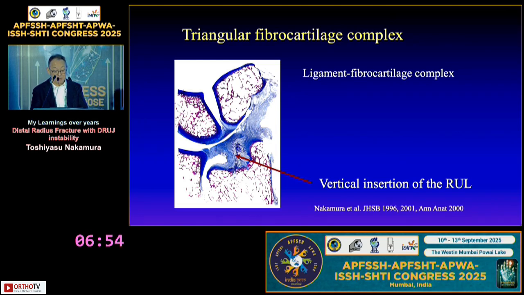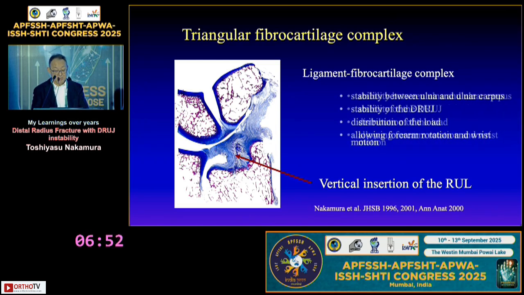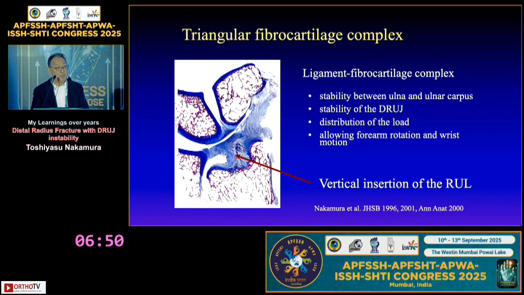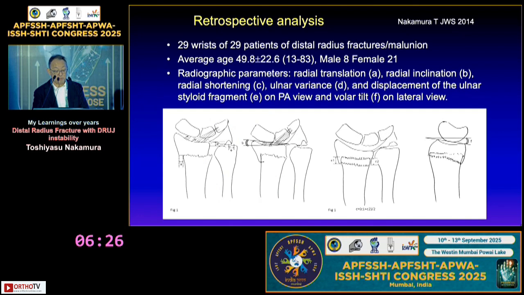This is the historical finding of the TFCC, the triangular fibrocartilage complex. It is a stabilizer of the DRUJ, and it also stabilizes the ulnocarpal joint, distributes load between the ulna and ulnar carpus, and allows wrist motion and forearm rotation. The characteristic of the TFCC is the vertical insertion of the radioulnar ligament, along the rotational axis, so it can be easily twisted during rotation.